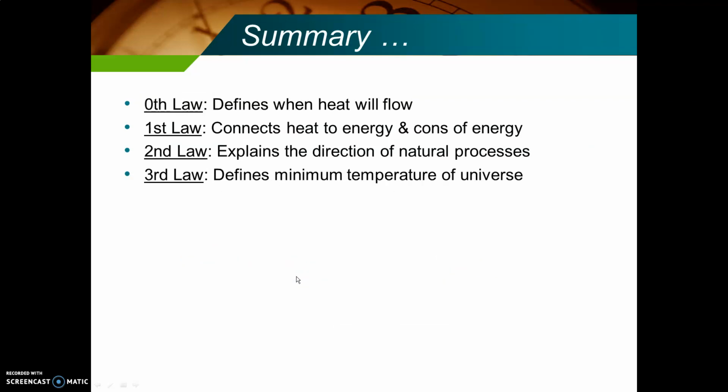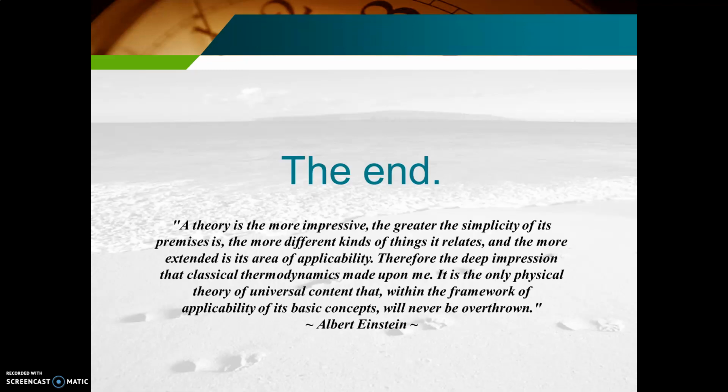So, in summary, the zeroth law in general tells you when heat will flow or when it won't. The first law connects heat to energy and gives us some conservation of energy statements. The second law explains the natural direction of natural processes. And the third law defines the minimum temperature of the universe.